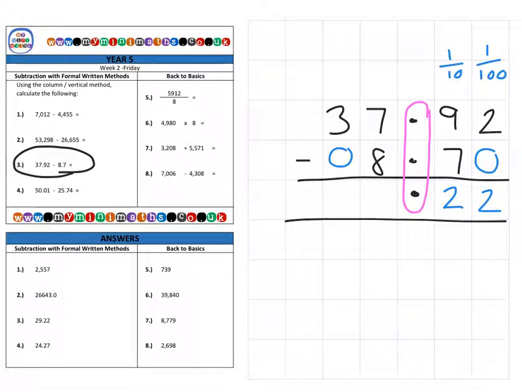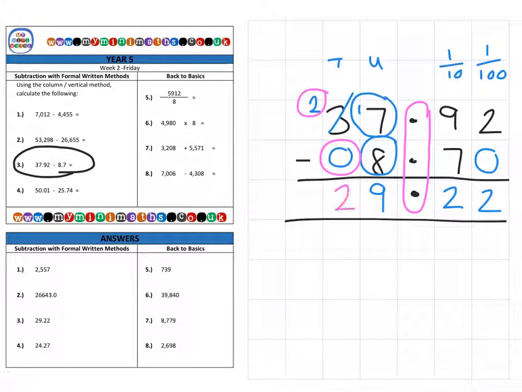Our decimal point is already in position. Then we have our units. We've got 7 subtract 8, which we can't do. So just like before, we borrow from the tens column, leaving just 20 in the tens, bringing that 10 over for 17 units, subtract 8 units to give us 9 units, and then finally we have 20 subtract nothing, which is 20, for a final answer of 29.22.